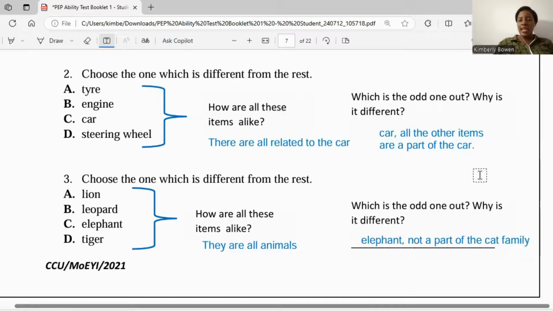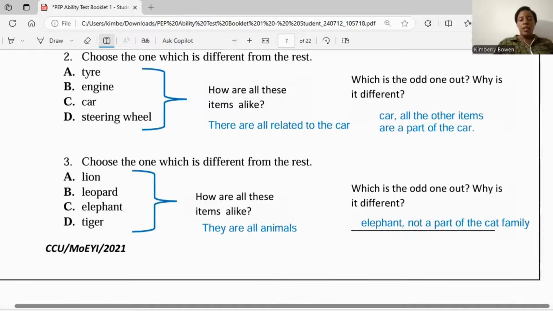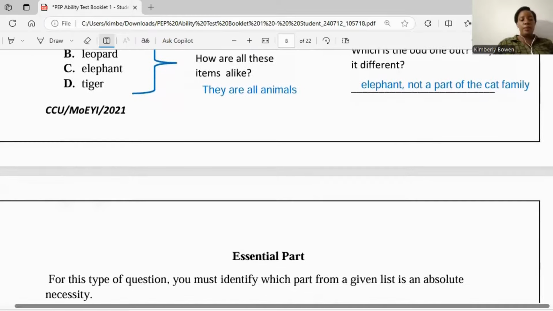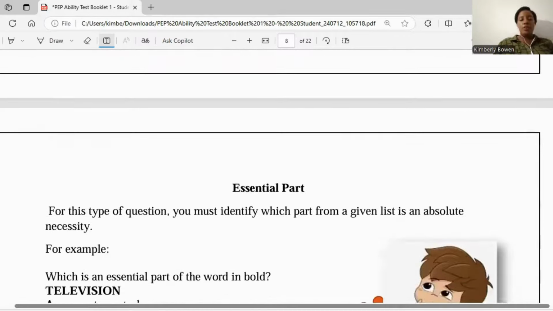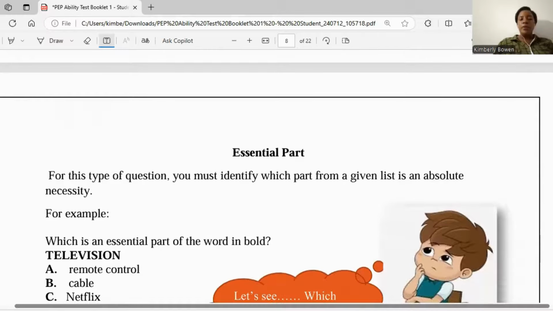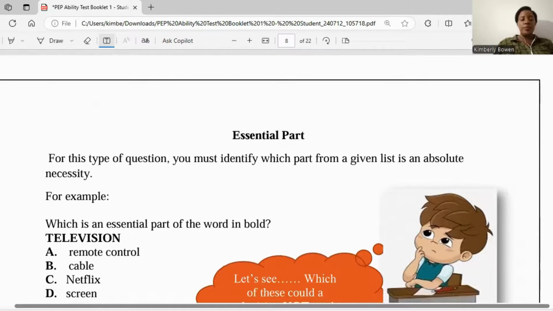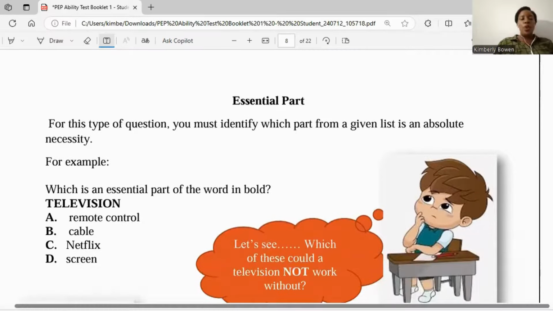So there you have it. That's the classification type questions. Now we're moving on to our final set of questions for this episode, and it's the essential part. For this type of question, you must identify which part from a given list is an absolute necessity. For example, which is an essential part of the word in bold?